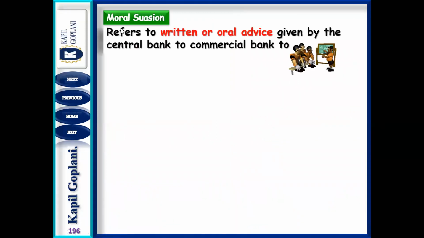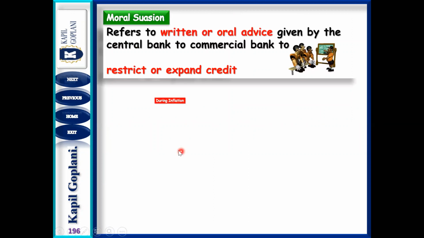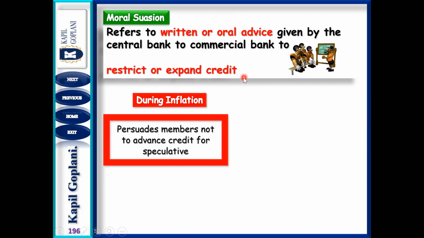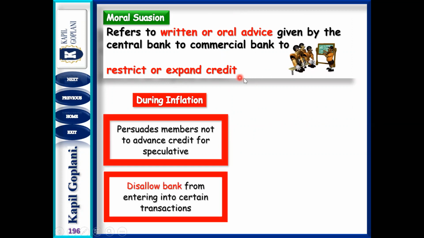Next, coming to students, is moral suasion. Now, what is moral suasion? It refers to written or oral advice given by the central bank to commercial banks to restrict and expand the credit. During inflation, it persuades members to not advance credit for speculation. Okay, it will disallow banks from entering into certain transactions so that the money supply gets reduced.